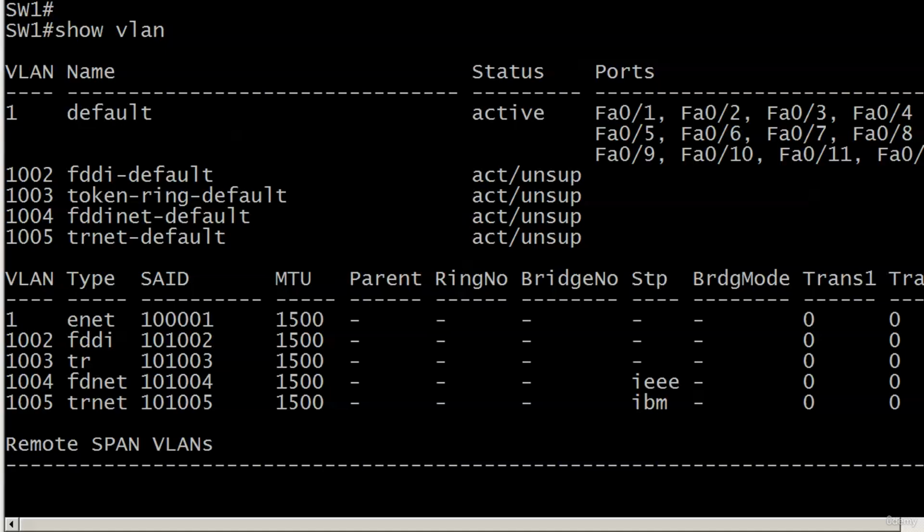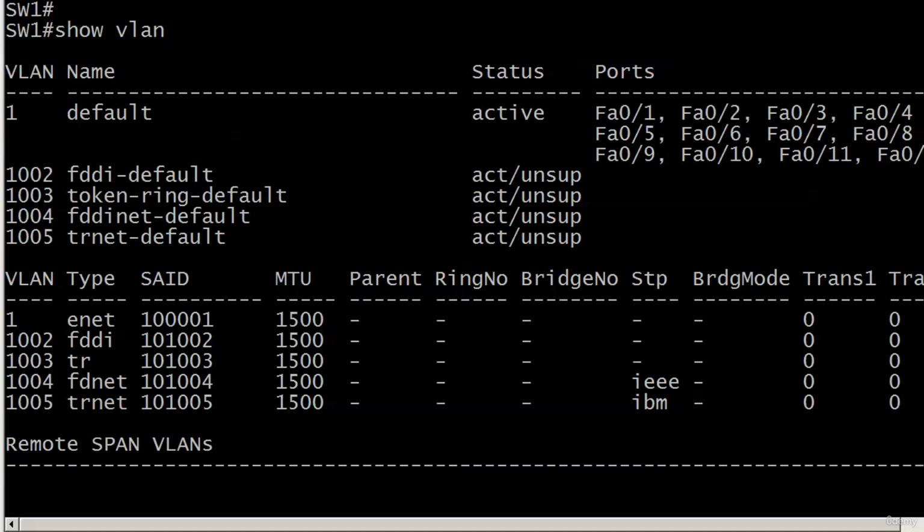If you've never touched Token Ring, you didn't miss anything, because as people who watch my past videos know, I was never a huge fan of Token Ring configuration. Anyway, you will never use these. That's almost a certainty, but they are on there for legacy purposes. Now again, 1 and 1002 through 1005, those VLANs cannot be deleted.